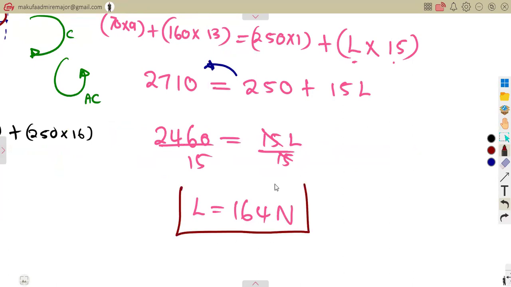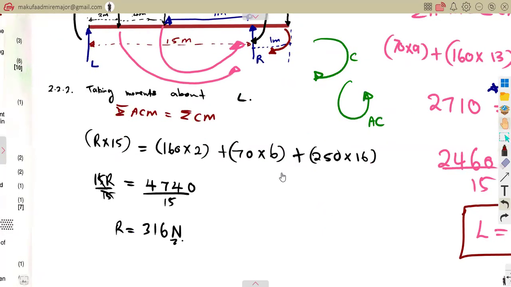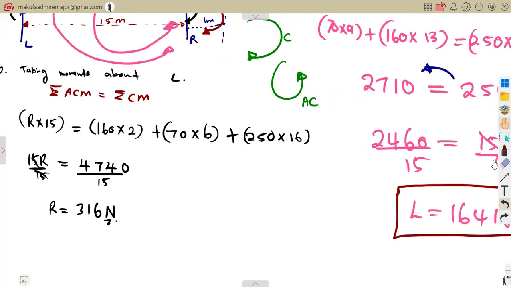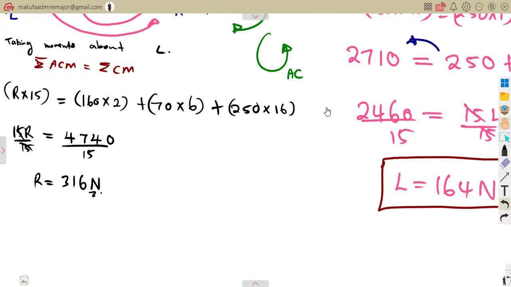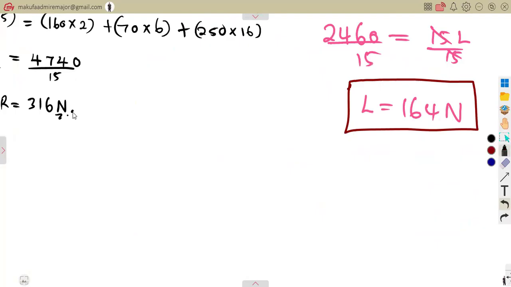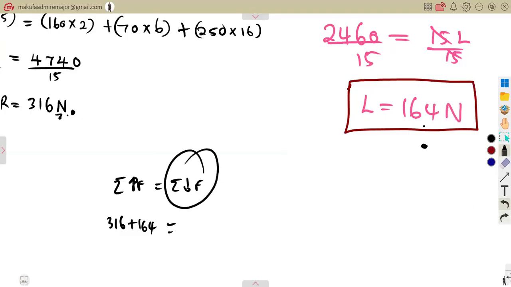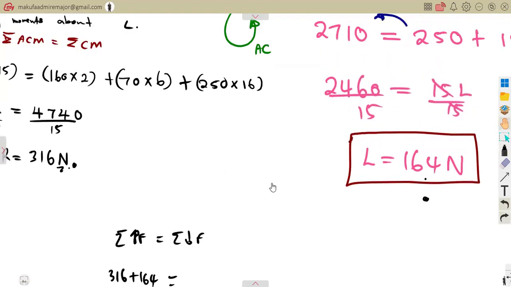So under exam conditions, even if you are not told to prove, make sure that you prove these because you do not know whether these values are correct. Remember, to prove, we are going to use the concept that the sum of the upward forces is equal to the sum of the downward forces. The upward are the reactions at the supports, the 316 and this 164 that we obtained.